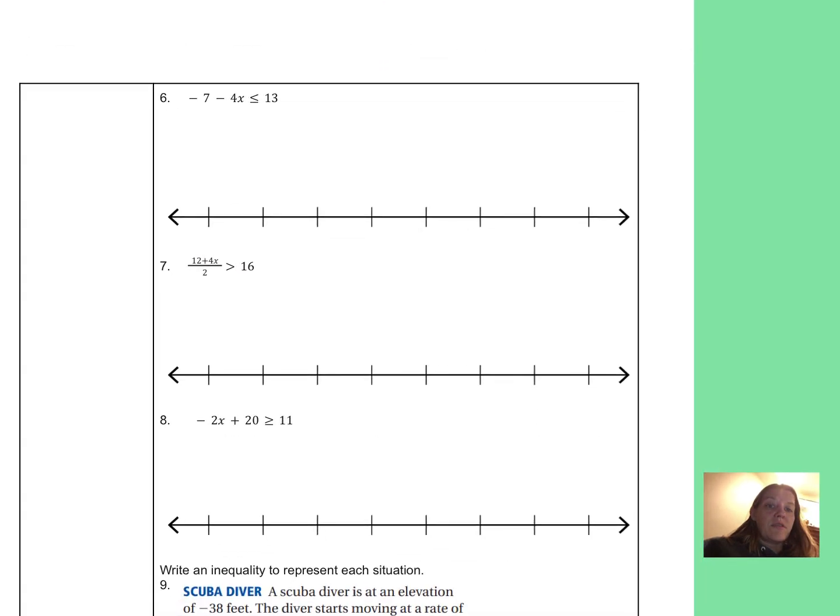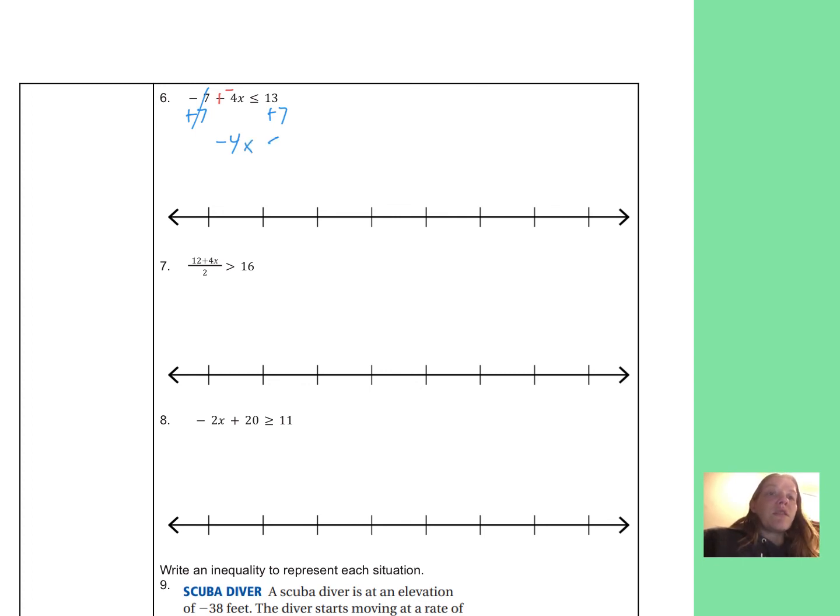Number 6. Like we had above, I'm going to choose to change this into adding the opposite there. Before I get rid of the -4, I'm going to first get rid of the 7. Opposite of -7 is +7 to make this 0. So +7 on the other side also. Keep this equation balanced, or this inequality balanced.